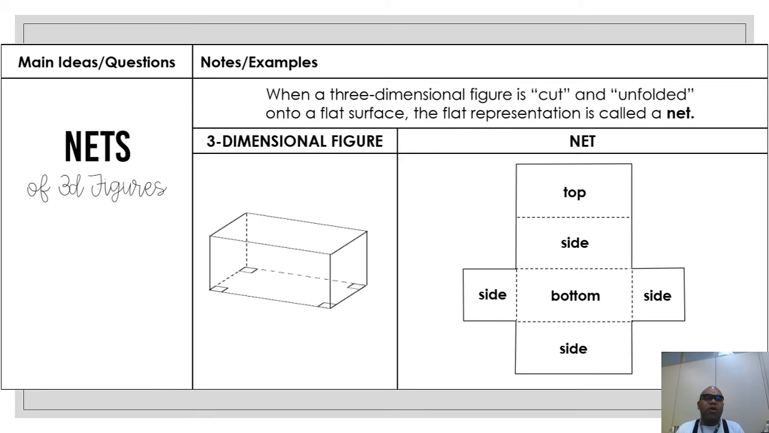But guys, the most important thing I would like to share with you is the net. What is the net, mister? The net of a 3D figure is what you get when a three-dimensional figure is cut and unfolded onto a flat surface. The flat representation is called a net. And mister, how can we draw this one? I told you guys it's very easy. I think you remember our last class. I did it with you. Remember, guys, I have a net. We make a 3D figure in 2D. That's the net. Okay? And here is how we can do it.